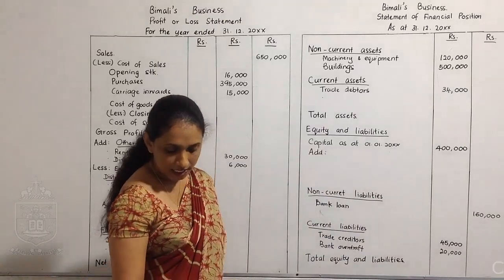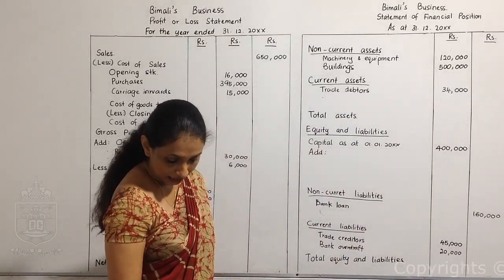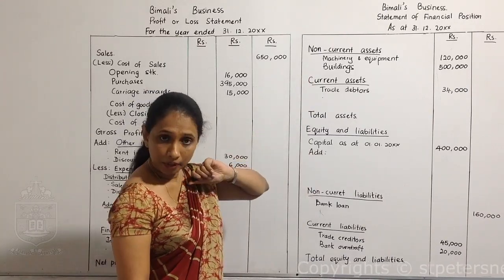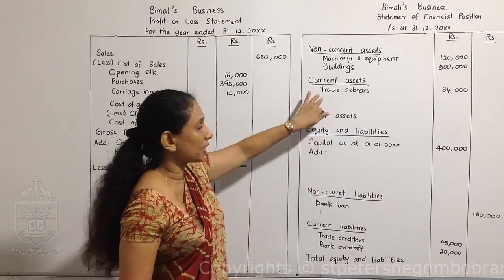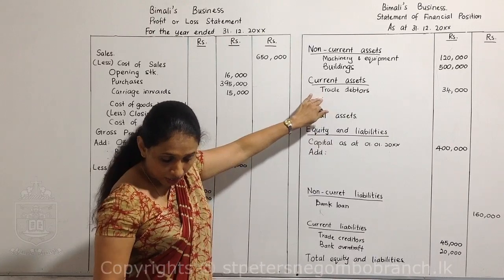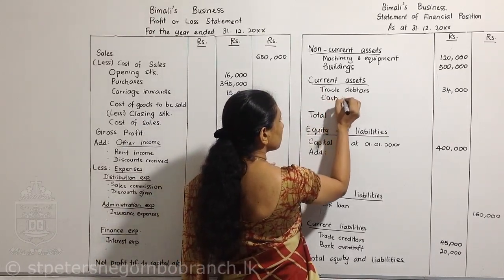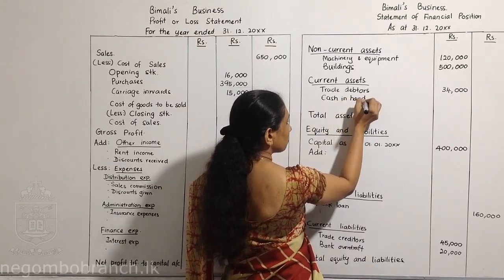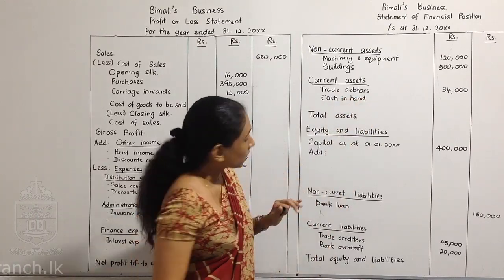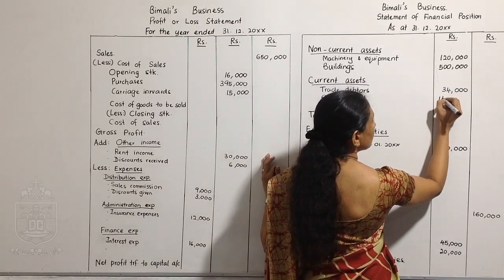Then we have the cash in hand, a current asset again, which will go to the statement of financial position. So I'll go to the section where current assets are there. So under that I'll put the cash in hand. $155,000.